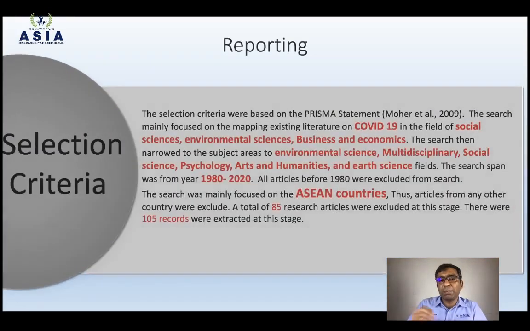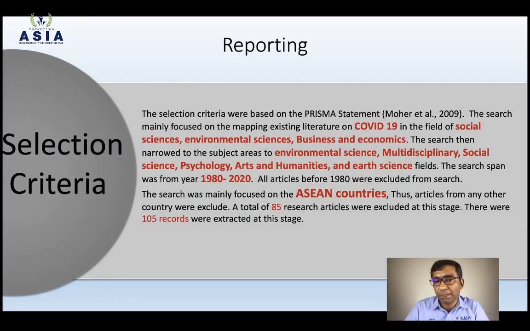We are very clear about our selection criteria also. We are using the PRISMA statement that was developed by Moher et al. in 2019. You can see their website also. If you search for the PRISMA statement, you can find their website. The search is mainly focused on mapping existing knowledge on COVID-19 in the field of social sciences. Now this is important: the field of social sciences, environmental sciences, business and economics.